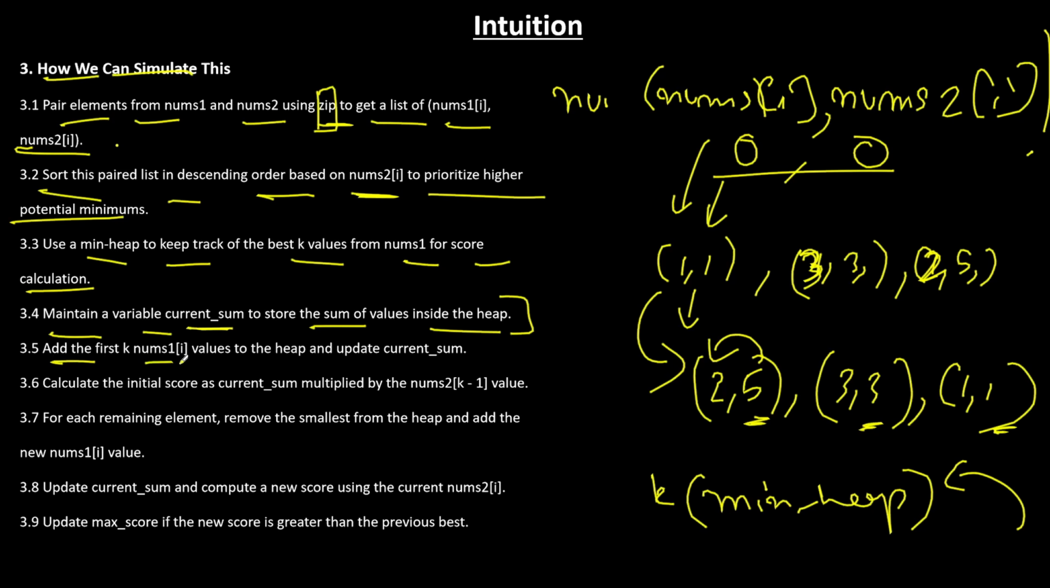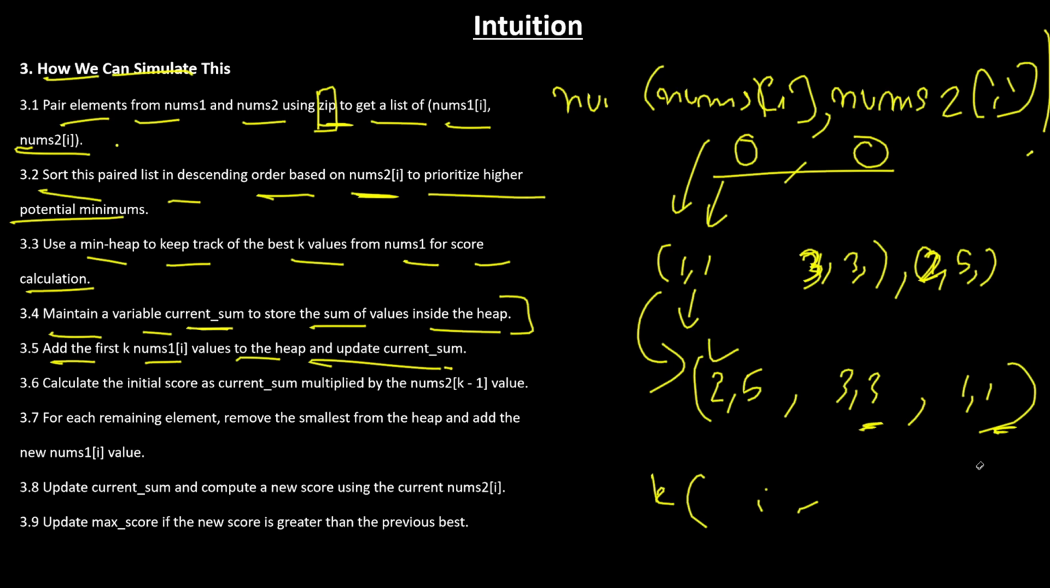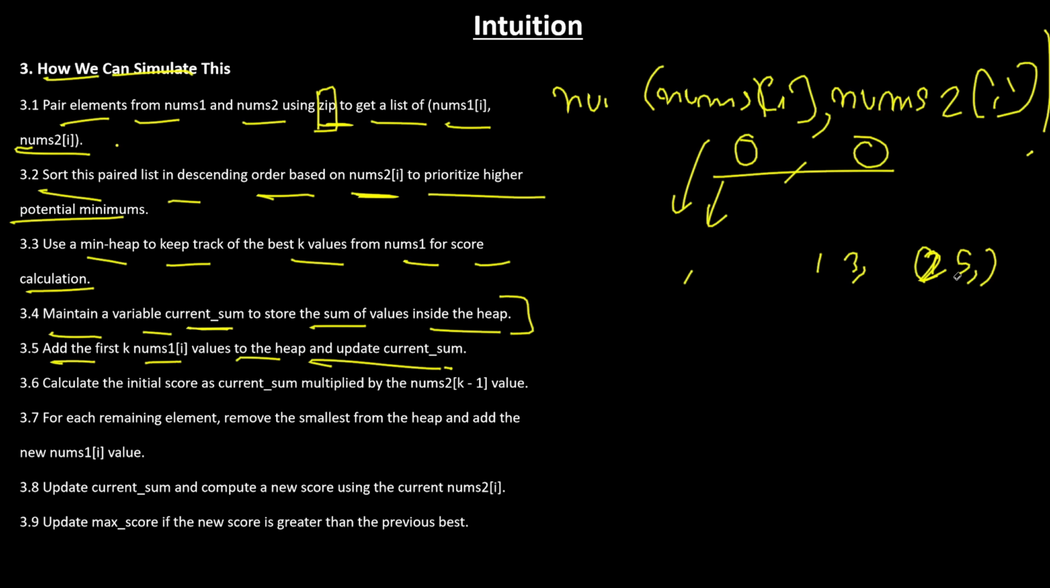So we add the first k nums values to the heap and update the current sum. Since we know that we need k values, right? K could be anything from 0 to n or 1 to n, whatever the constraint was. So to make our life easy, we will already put the k elements in our min heap, and we will take its sum so that when the k plus 1 element comes, we can remove the minimum element from the heap.